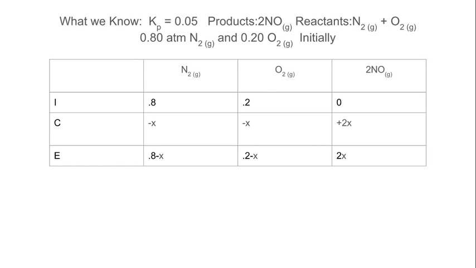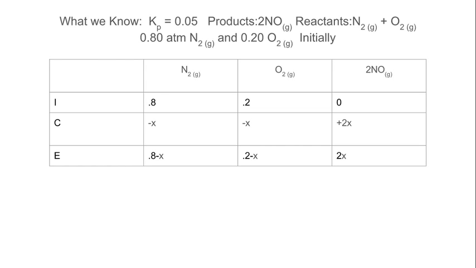So we need to plug this into an icebox chart. On the top, we're going to put in the reactants and products. And then we do our ICE. ICE stands for initial, change, and equilibrium. Now, for initial, we plug in 0.8 atm for N2, 0.2 atm for O2, and since there's nothing for NO, we just put in a 0.